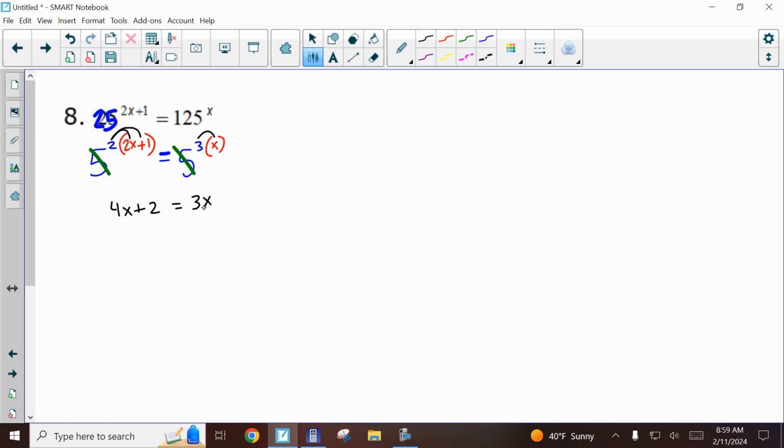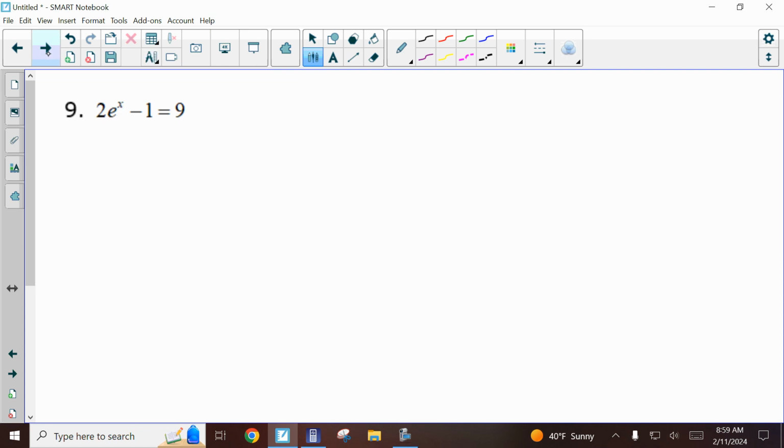Our goal is to try to get x all to one side. So I'm going to go ahead and, I don't know, how about we subtract 4x? Subtract 4x, and so that x was already kind of by itself over there. So I have negative x equals 2, so I divide by -1 to get x completely alone. So that gives me -2 for my final answer.